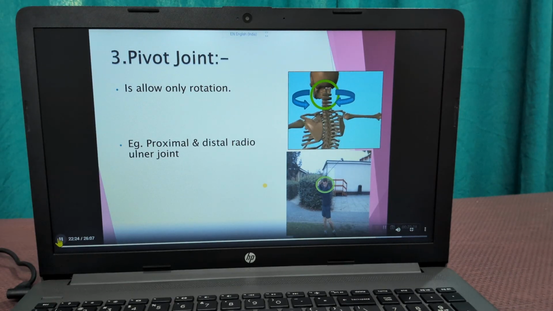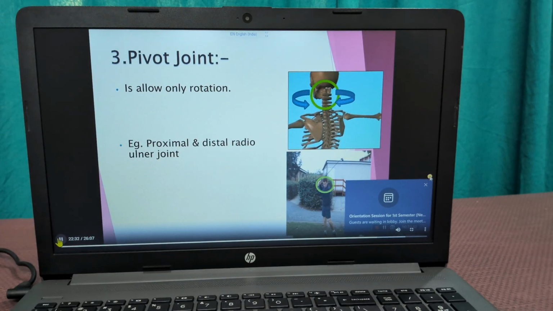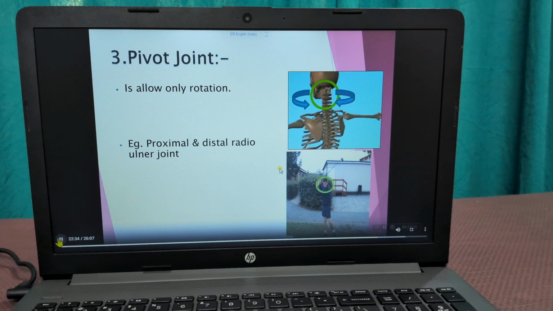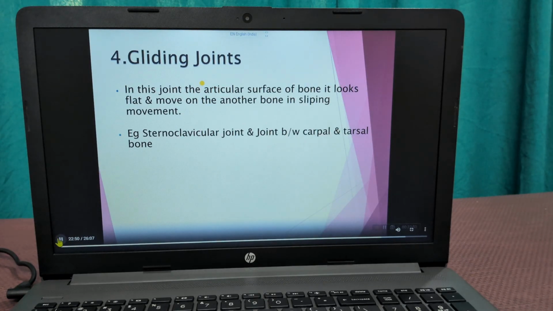The next is the pivot joint. It allows only rotation. It allows what? Only rotation. An example is the proximal and distal radio-ulnar joint. As you can see, we can move our neck freely. It is because of the pivot joint. It allows only rotation, not flexion.